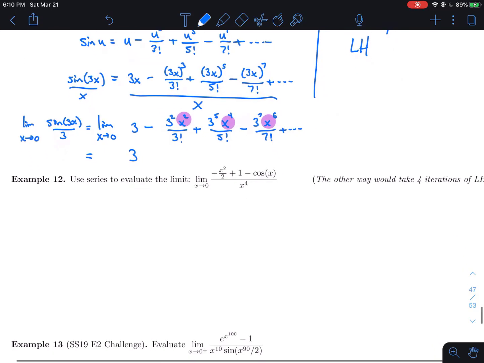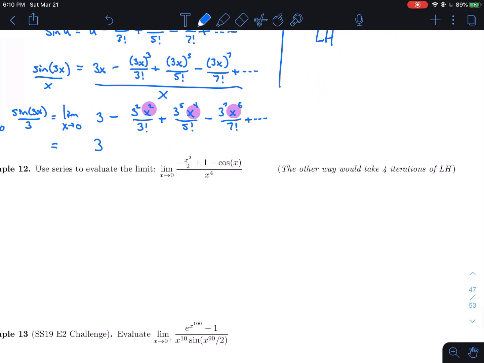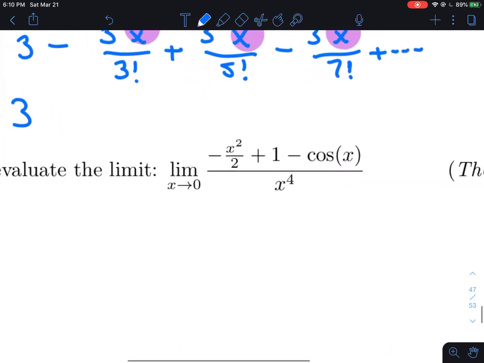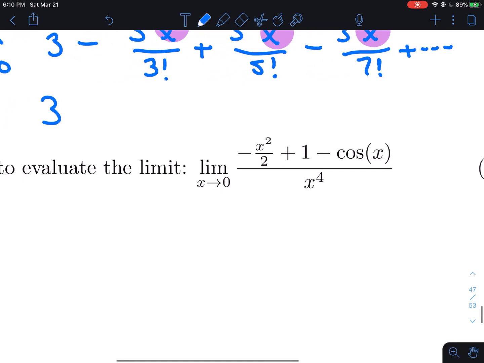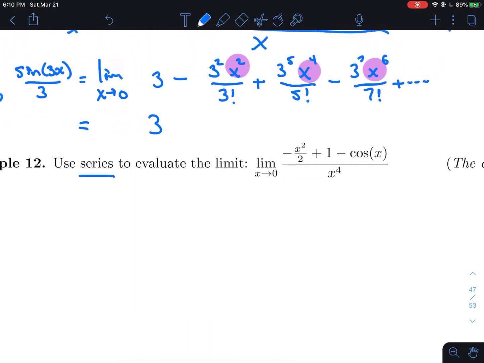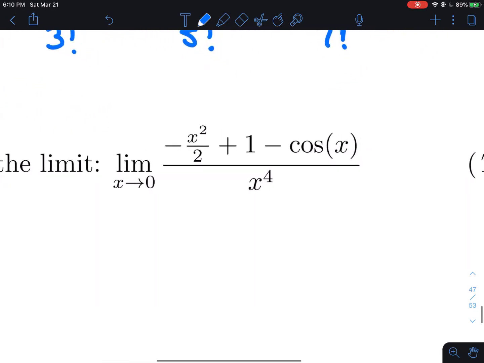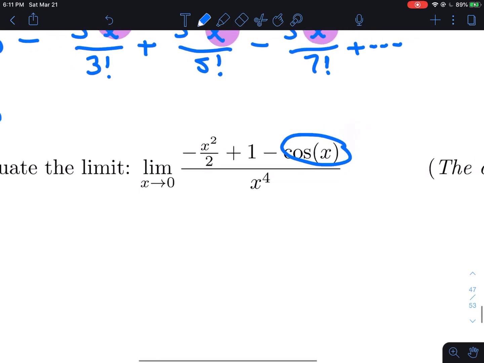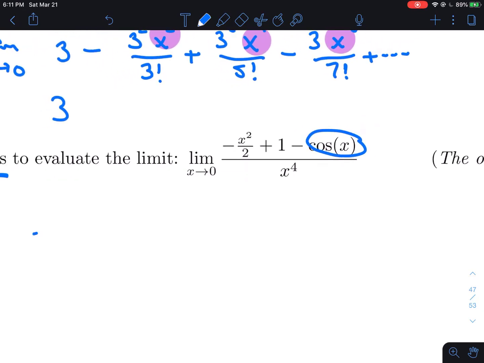But here I have one where if you wanted to use L'Hopital's rule, you'd technically have to use it 4 times. And so that's going to be quite a pain, right? And so I think that we can do this a lot faster if we use series. Notice that this one just says to use series to evaluate this. Of course, we have lots of polynomials here. The only thing that's not in a polynomial form right now is cosine. So let's go ahead and write this in its infinite polynomial form.